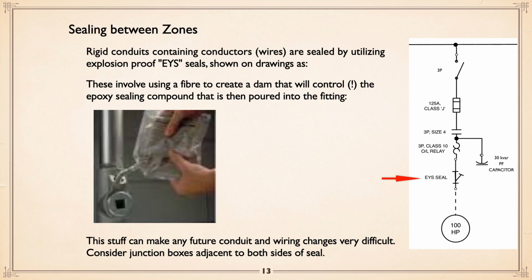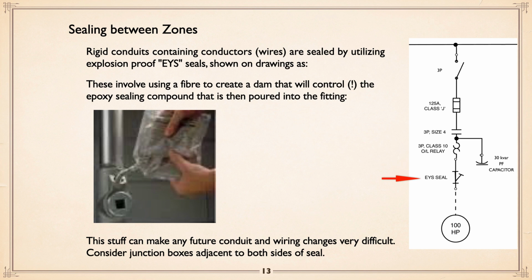Now, how do you isolate zones? The classic way of doing it is using what they call EYS seals. And the Y is because it's sort of the shape of the thing. And like conduits and everything else, if you're going into an area, basically how they seal that is by putting in a compound that fibers to kind of create a dam between the conduit coming in and the conduit going out. And in between, they'll fill it with an epoxy sealing compound that's poured in.